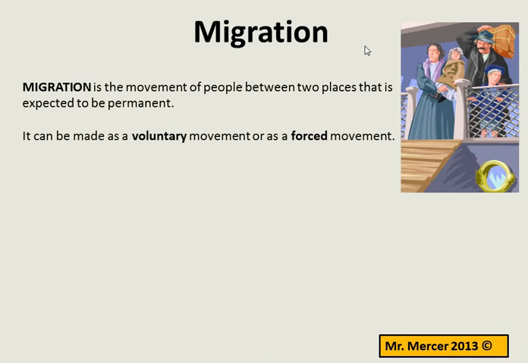Essentially, it's a movement of people between two places. You need to know that it can be voluntary or that it can be forced. There are other types of migration, but the two that you must know are voluntary and forced. You need to know an example of migration within a country and between two countries or internationally.